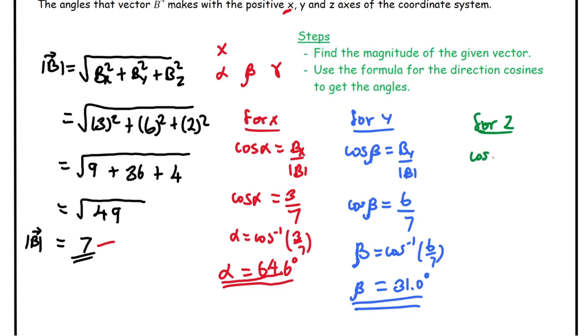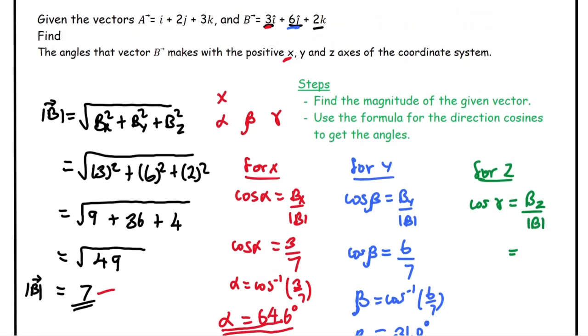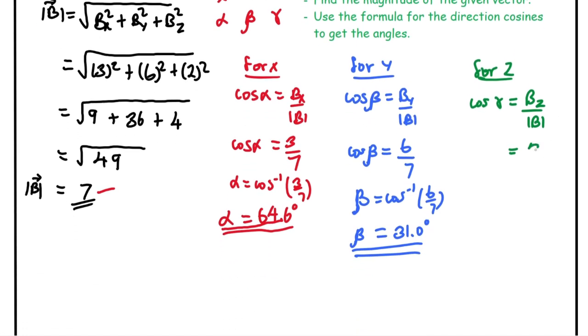Lastly, for z. For z, we use cos gamma is equal to bz over the magnitude of b. Bz is 2. So that's 2 over 7, making gamma equal to cos inverse 2 over 7. Gamma is therefore equal to 73.4 degrees.